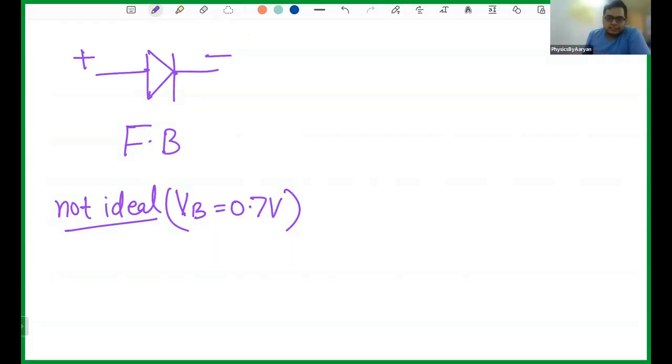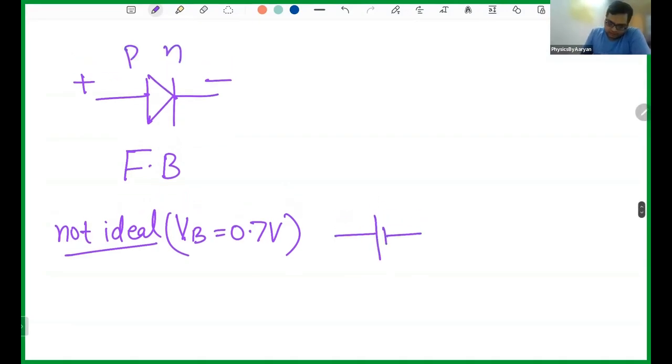Then replace this diode with a battery. So if this is P, this is N, then replace this diode with the battery, and this battery will have the voltage of 0.7 volt. So in a circuit, whenever you see that your diode is forward biased, and it is not ideal and the potential barrier is given to you, or it is mentioned that it is silicon, then you can replace your diode with the battery of 0.7. Remember, you have to replace your P side with positive and N side with negative.